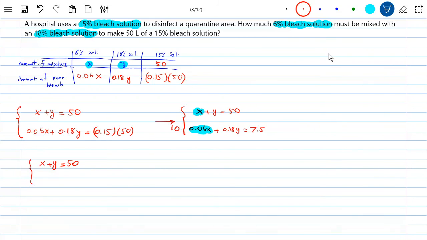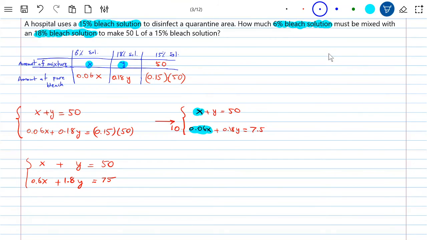10 times 0.06 is 0.6x. 10 times 0.18 would be 1.8y. Give it some space this way and write them underneath each other. x plus y equals 50, and 0.6x plus 1.8y equals 10 times 7.5, which is 75. Okay, now it's much more reasonable to deal with these numbers than originally 0.06. You can multiply by another 10 if you want, and get rid of the decimals totally.